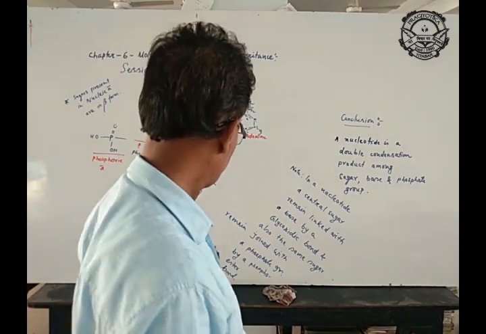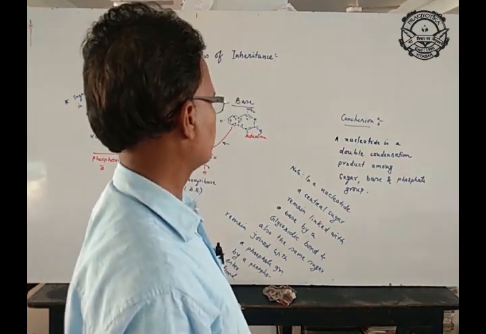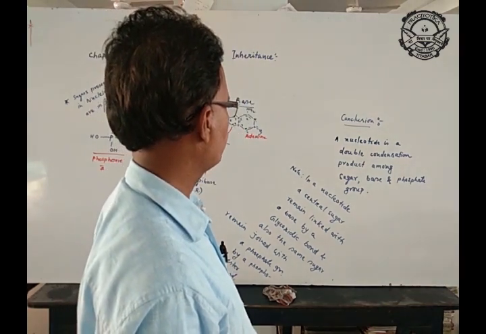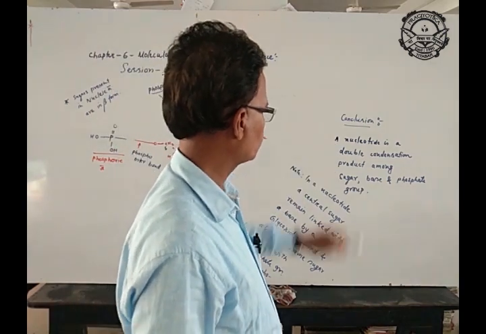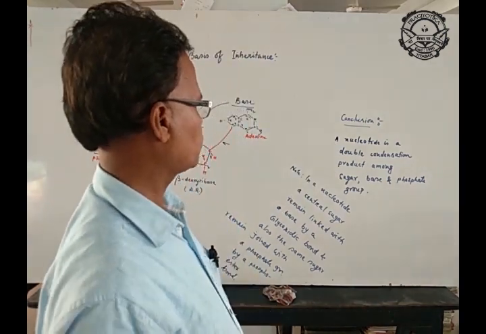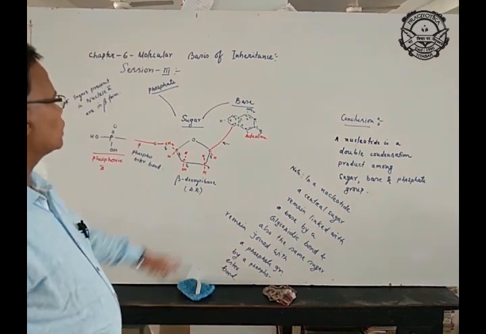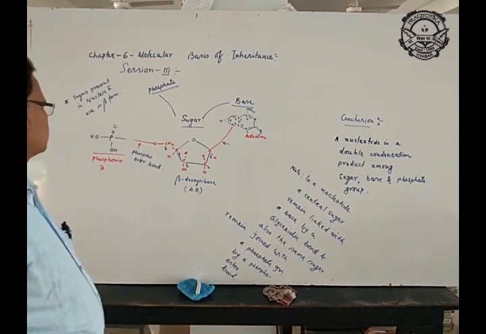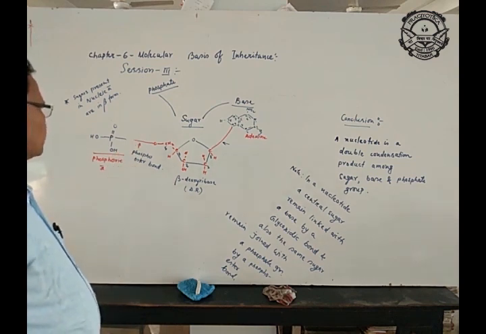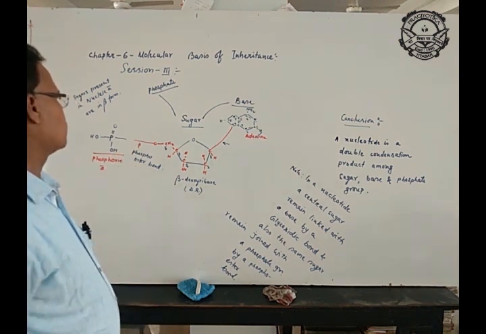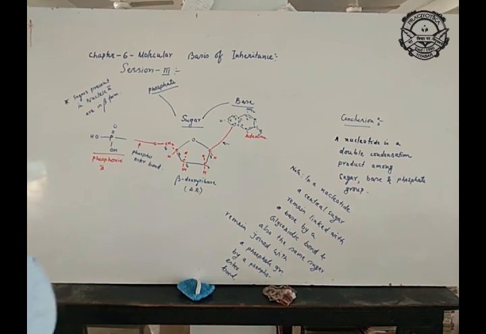This information is very important from a competitive exam point of view. The definition: a nucleotide is a double condensation product among sugar, base and phosphate group, in which the sugar remains linked with the base by means of a glycosidic bond and with the phosphate group by means of a phosphoester bond. Okay?